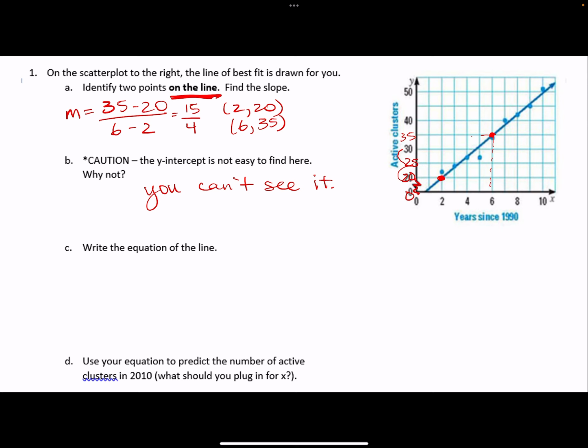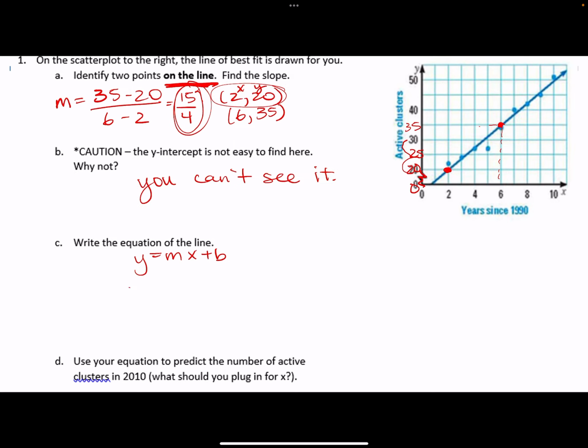So in order to write the equation of the line, I'm going to take my slope that I calculated up here, and then I'm going to pick one of these points. It doesn't matter which one. And I can plug into y equals mx plus b or point slope form, whatever. So we've done this a bunch of times. y equals mx plus b. Here's x, here's y, and here's m.